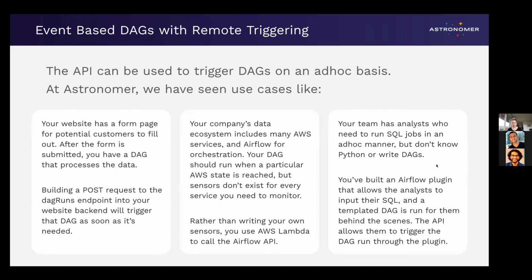So we have seen folks build Airflow plugins that will allow the analyst to input the SQL they want to run, and a templated DAG is run for them behind the scenes. And the API is going to be what allows them to actually trigger the DAG run through that plugin. Again, those are just a couple of examples of the power of event-based DAG triggering using the API. These are just a couple. There are lots of other examples out there in the community.